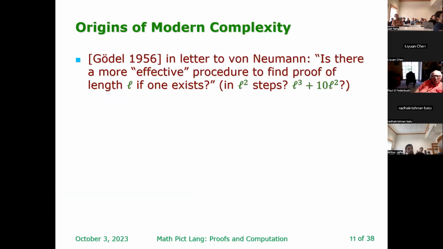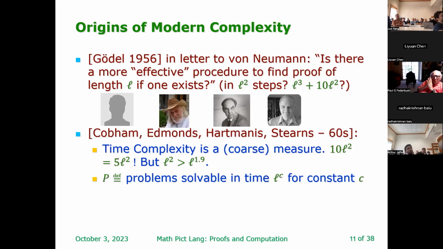In a letter from Godel to von Neumann, he actually asked basically this question: is there a more effective procedure to find proof of length L if one exists? Can you find one in, say, L squared steps or L cubed plus 10 times L squared, whatever? Any of these would be considered much more reasonable than something which says, if there is a proof of length L, I will enumerate all the possible L-bit strings and find out which one of these works. Godel really posed this question in these letters to von Neumann. I don't know that it actually registered on the other end, but definitely the questions were asked. And this is really the beginnings of what we would now call the P versus NP question.